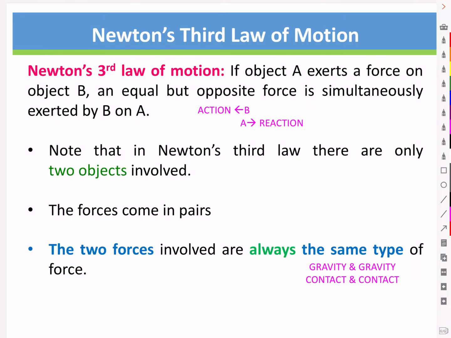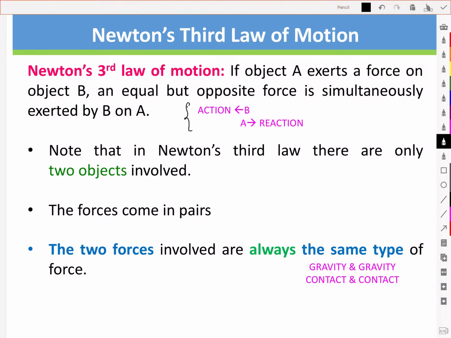Hello everyone. In this video and the following two example videos, we'll take a closer look at Newton's third law of motion. Newton's third law states that if object A exerts a force on object B, an equal but opposite force is simultaneously exerted by B on A. This is sometimes called the law of action and reaction. So if a force is exerted on B, it exerts an equal and opposite force on A.